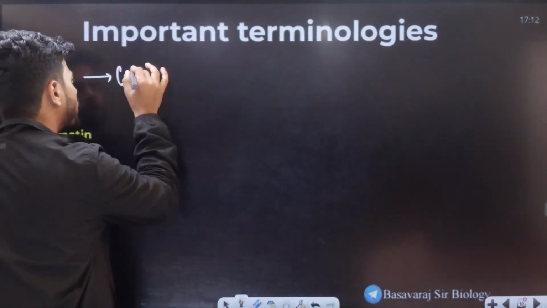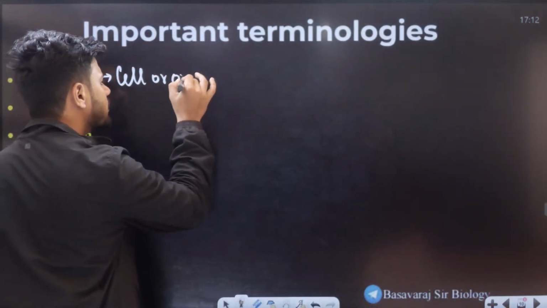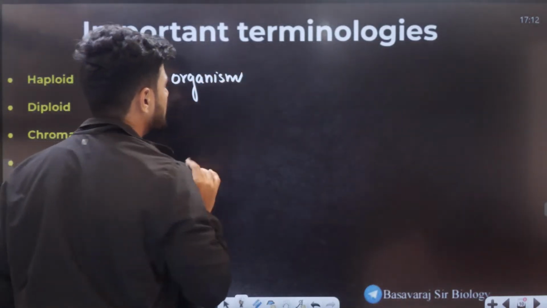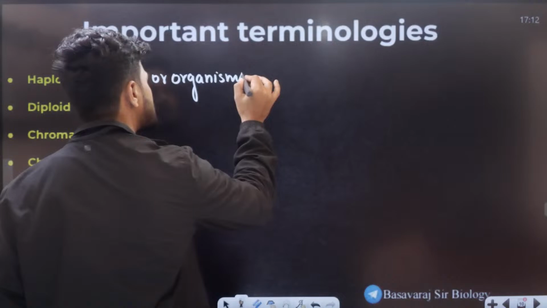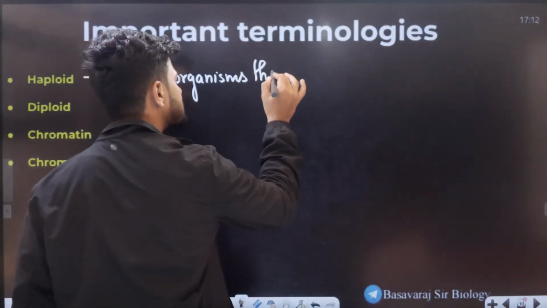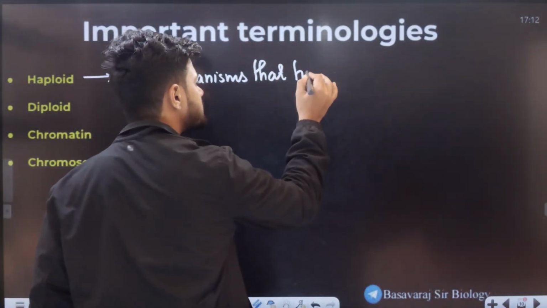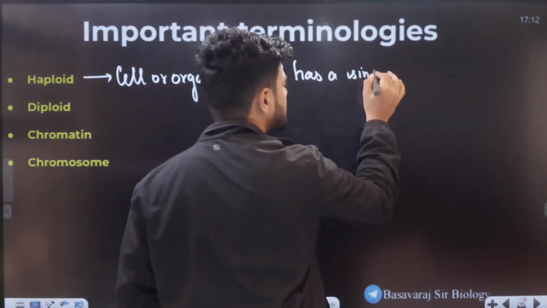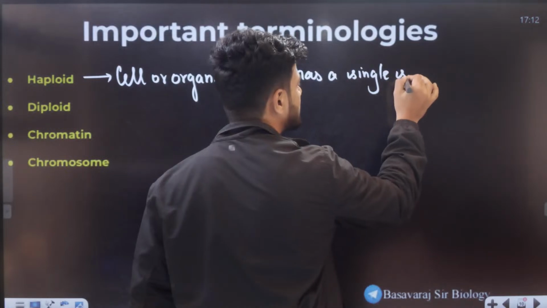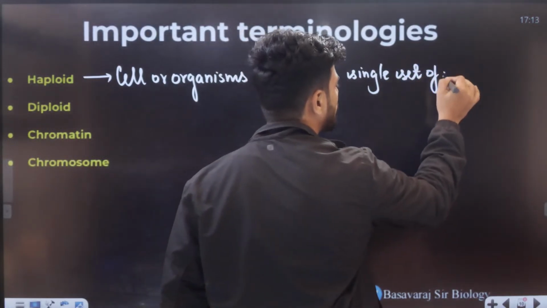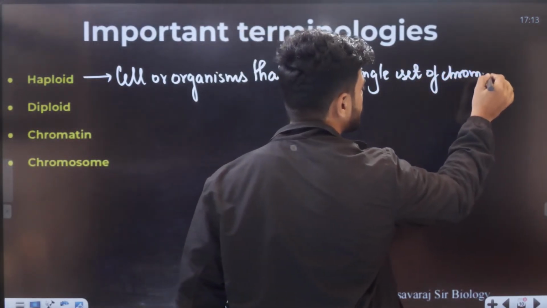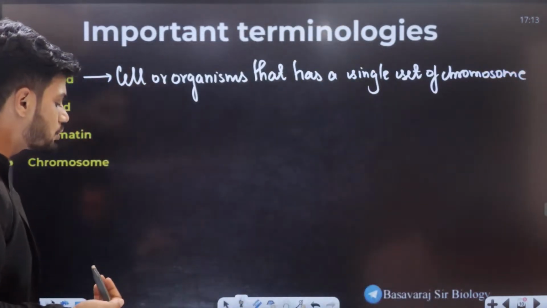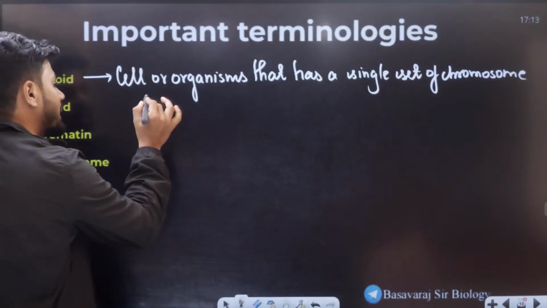A cell or organism that has a single set of chromosomes, we call them haploid. Now, how do we represent haploid, students? Haploid is represented by n.